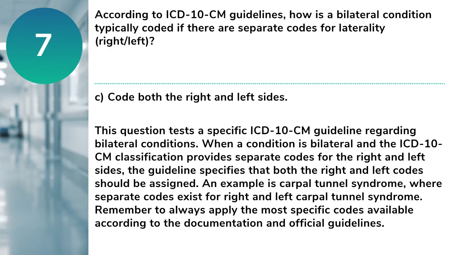Answer C. Code both the right and left sides. This question tests a specific ICD-10-CM guideline regarding bilateral conditions. When a condition is bilateral and the ICD-10-CM classification provides separate codes for the right and left sides, the guideline specifies that both the right and left codes should be assigned. An example is carpal tunnel syndrome, where separate codes exist for right and left carpal tunnel syndrome. Remember to always apply the most specific codes available according to the documentation and official guidelines.